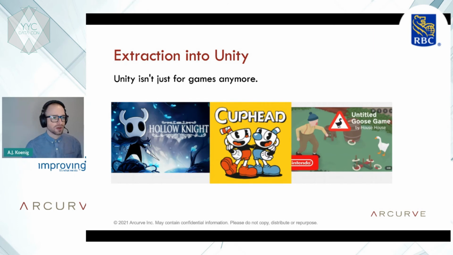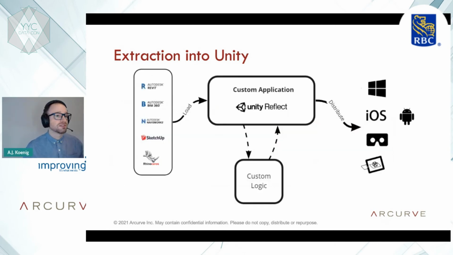For those who are in the technical background, Unity Reflect is available on GitHub, and you can just fork it to create your own Unity Reflect application. There's several benefits for doing so.